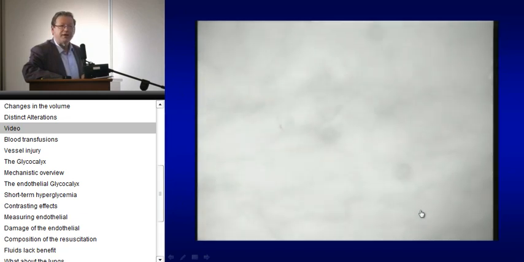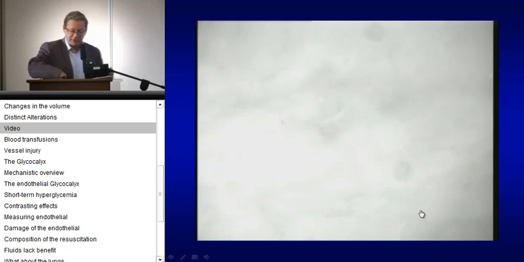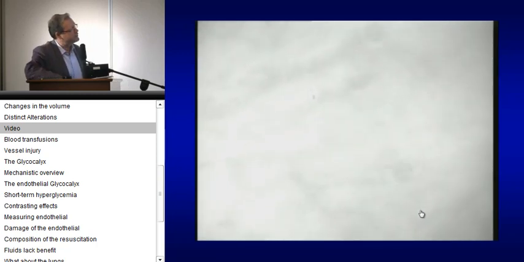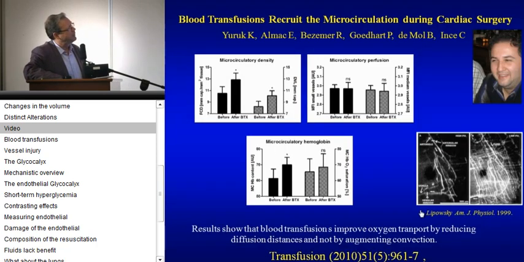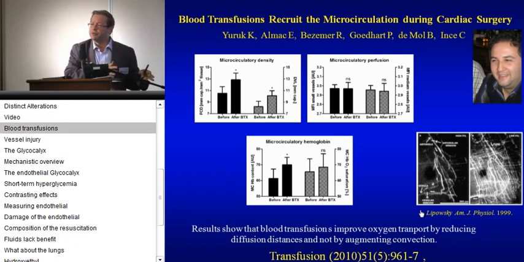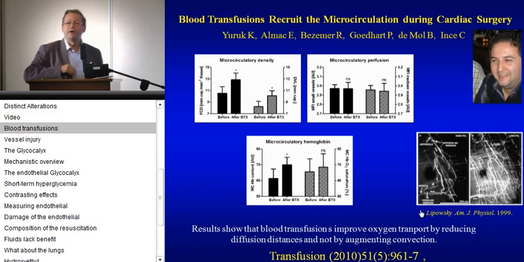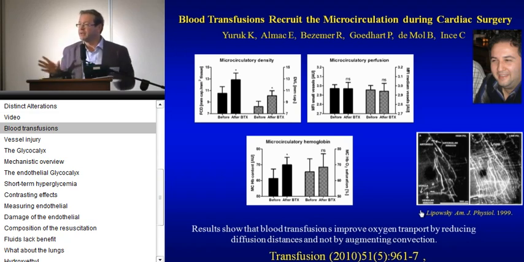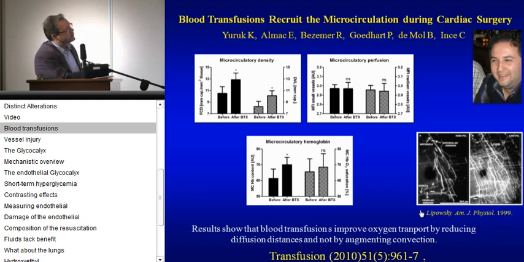So it's not surprising you can have cerebral dysfunction following such operations. So how do you correct diffusion distances? The only real therapy that you have is to give viscous fluids. And the best viscous fluids to give are blood transfusions. And that's what you see here.